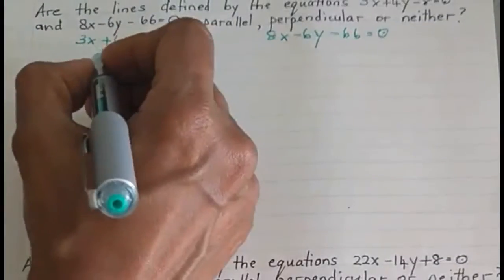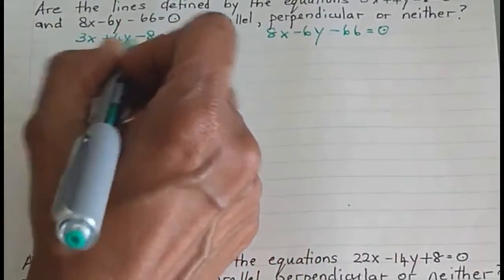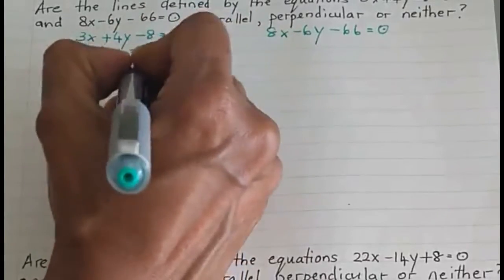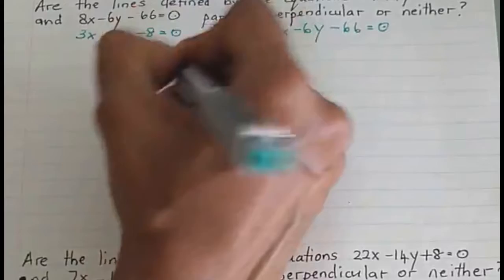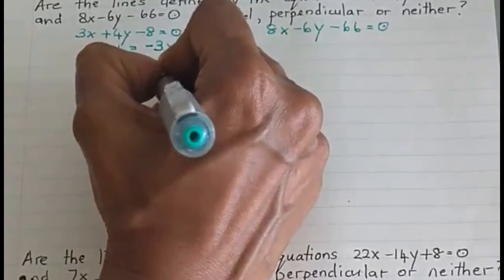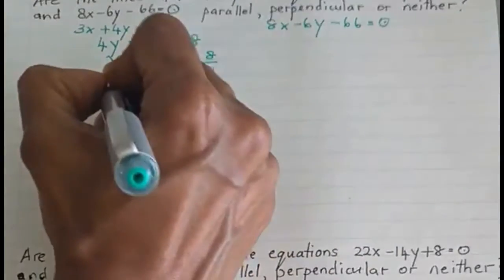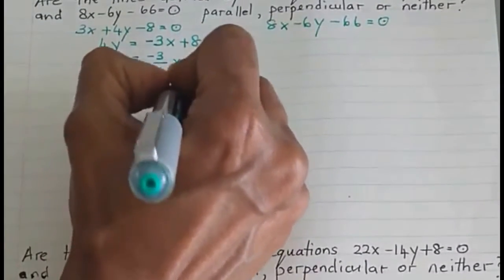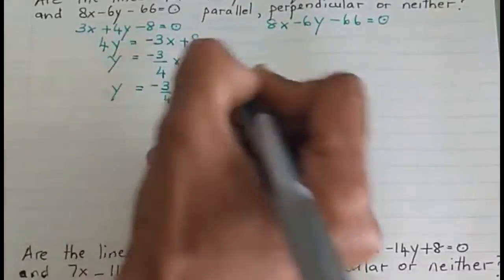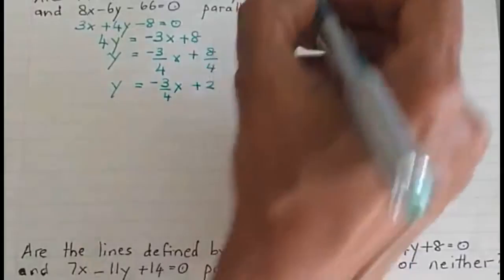To isolate y, I have to move the 4 to the other side since it's getting multiplied here. When it's moved to the other side, it's going to be division. But I have to do that for each and every term that I have on the other side of the equation. So let's do that. Plus 8 over 4. So that's going to give me y equals negative 3 over 4x plus 2. So I have got the slope of the first line. Let's do the slope of the second line.